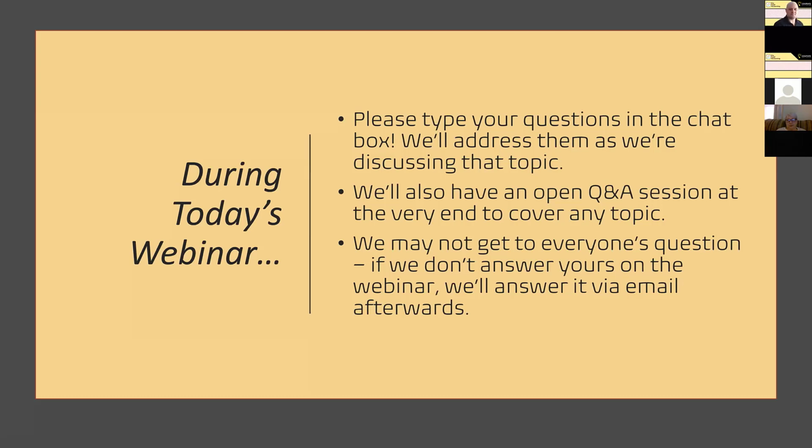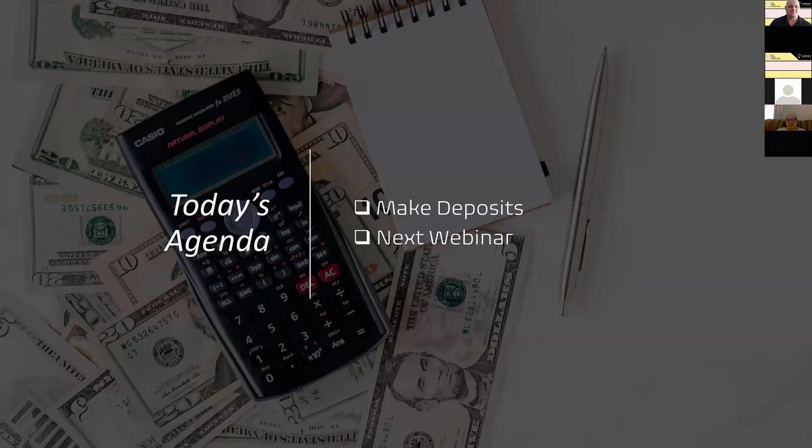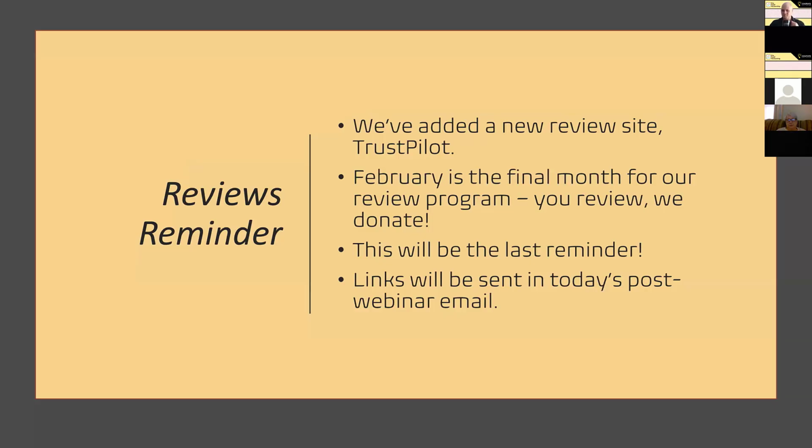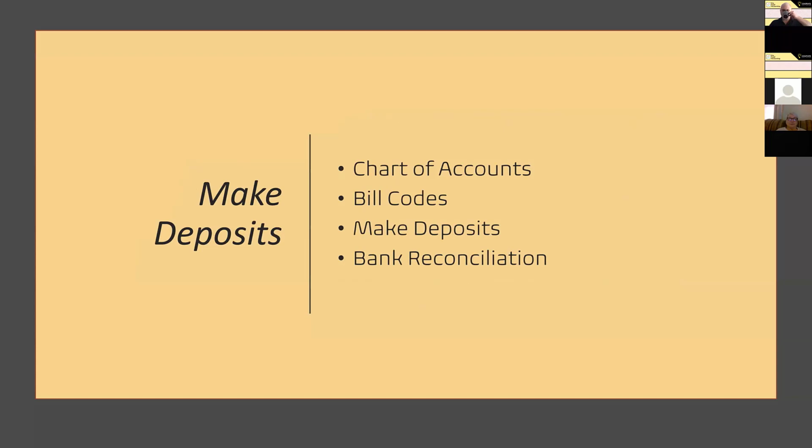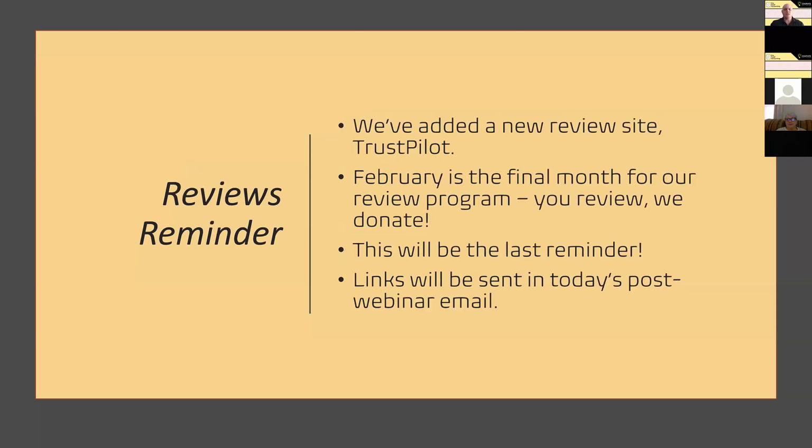Well, with no further ado, let's do Make Deposits. Okay, chart of account. Oh, I missed the reviews. My bad. Geoff, I guess you're first. How do you go backwards? Do the left button. Left key. There we go. All right.